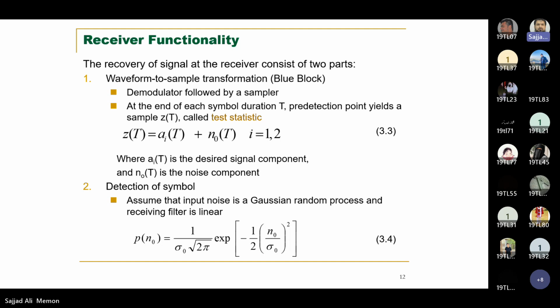Second is detection of the symbol. Assume that the input noise is a Gaussian random process and the receiving filter is linear. Then this component, the n0(t) that is with the signal ai(t), will have this probability distribution function. So this is the AWGN distribution function that we have already learned in the previous lectures. That is 1 over sigma naught square root 2 pi, exponent minus 1 over 2, n naught over sigma naught, whole squared.